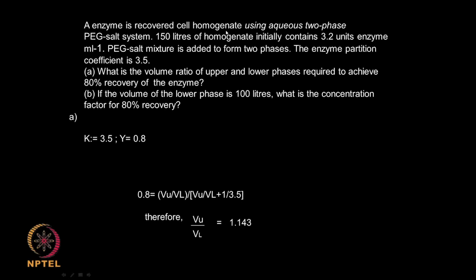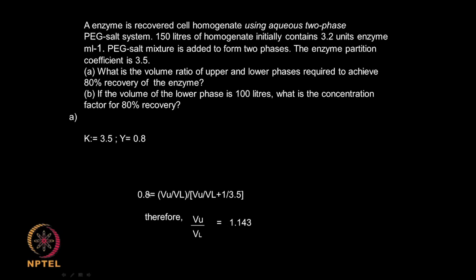Enzyme is recovered using aqueous two phase. I am using 150 liters of homogenate initially, which contains 3 units of enzyme. PEG salt mixture is added to form two phases. Then the enzyme partition coefficient is 3.5. So, K is 3.5, yield is 80%. What is the volume ratio of upper to lower to achieve 80% yield?